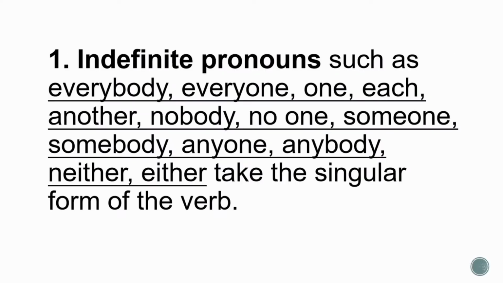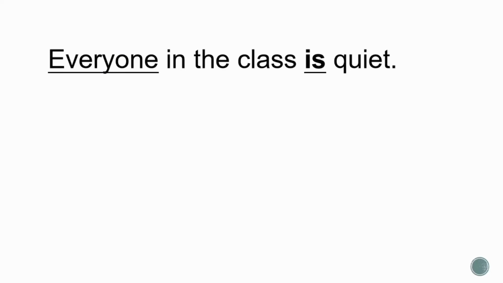The first rule is indefinite pronouns such as everybody, everyone, one, each, another, nobody, no one, someone, somebody, anyone, anybody, neither, and either take the singular form of the verb. In this first example, everyone in the class is quiet. We used the indefinite pronoun everyone, so our verb is. It is singular because everyone is a singular indefinite pronoun.